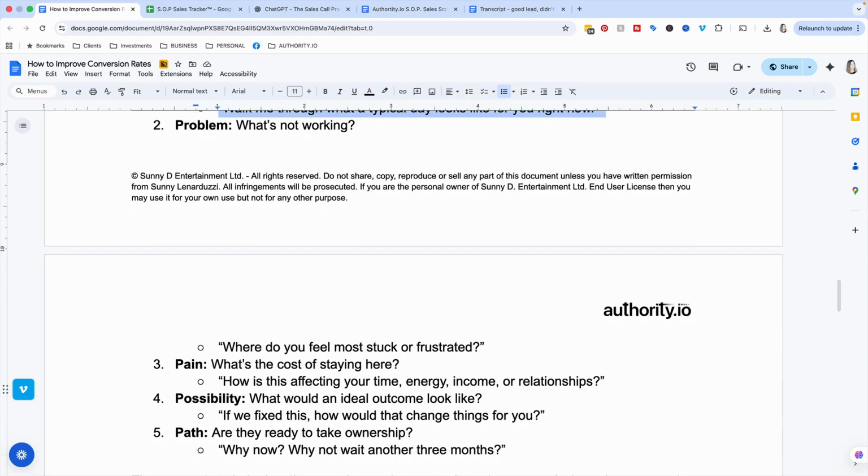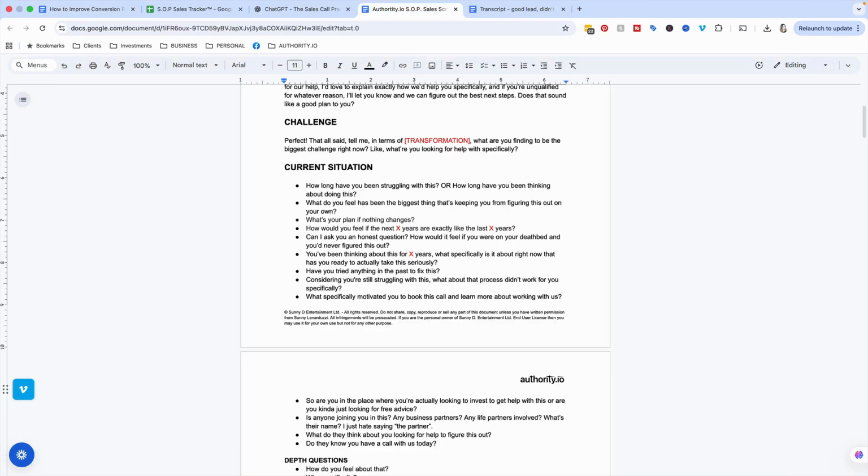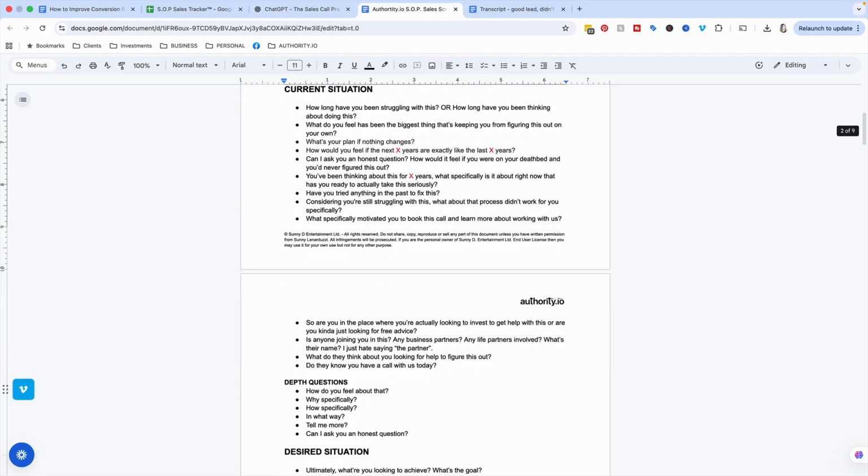The problem, what's not working, is where do you feel most stuck or frustrated? So that is really, inside of the current situation as well. What is the problem? So considering you're still struggling with but the process didn't work for you specifically, have you tried anything else to fix this? What's your plan if nothing changes? But this is just a really simple question that you could even add right off the bat.